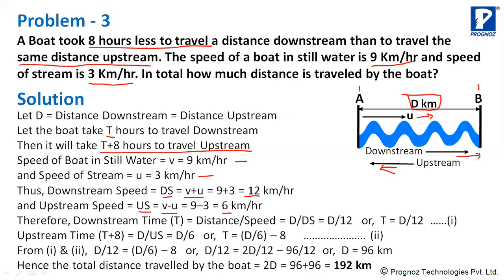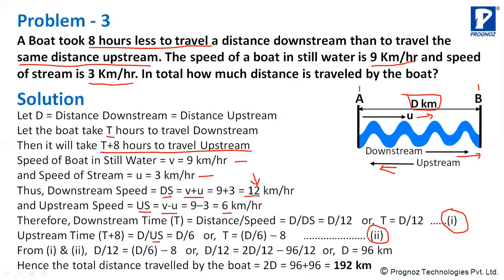Now, therefore, how much time does it take downstream? We know the distance, which is d kilometers, and the downstream speed, which is 12 kilometers per hour. So time is equal to d by 12. This is my equation number 1. Now let's see upstream. Upstream time t plus 8 is equal to d by upstream speed, which is d by 6, since upstream speed is 6 kilometers per hour, or t is equal to d by 6 minus 8. This is my second equation.